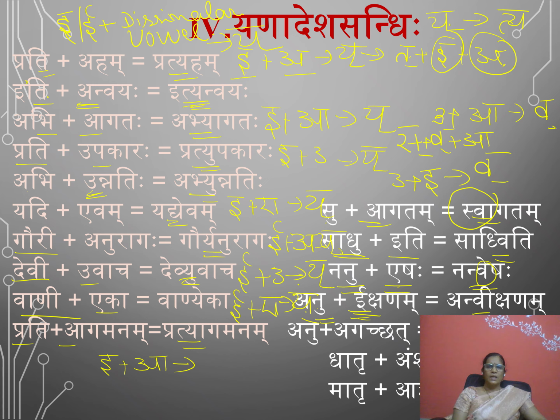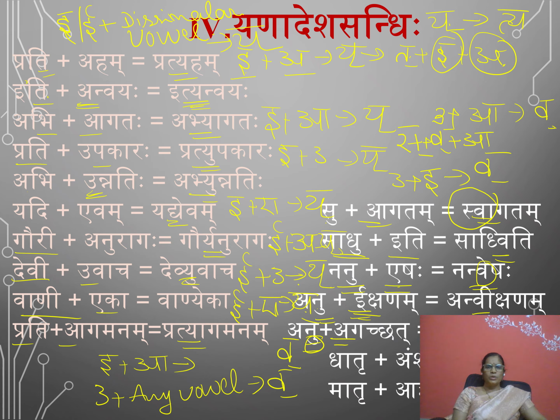Anu plus agachat: anu, the word ended with vu, agachat, the word started with a dissimilar vowel a, then in the place of vu we are getting va, anvagachat. With this, what did you understand? By adding vu and any dissimilar vowel, we are getting va in Yanadesa Sandhi.